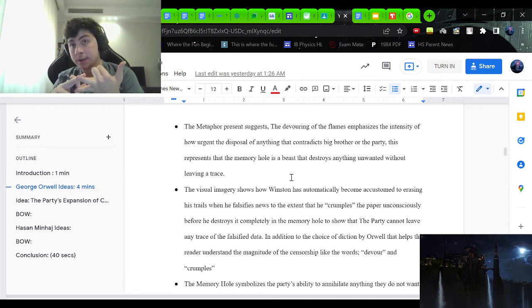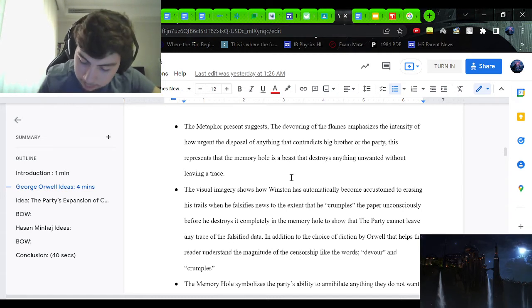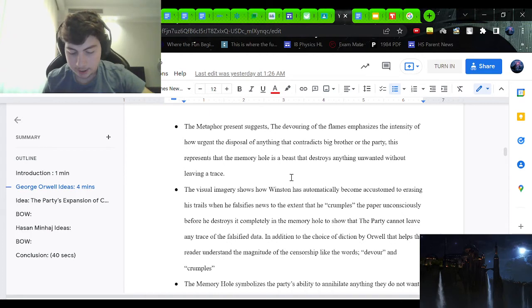For the introduction, it's a color. For the ideas, it's a color. For the body of work, it's a color. For the quote, for the Minhaj, it's a color. Every section has a color. So for my Orwell ideas, it's blue. So I'll highlight the fact that it's the ninth note card. Then I continue on to write my note cards.